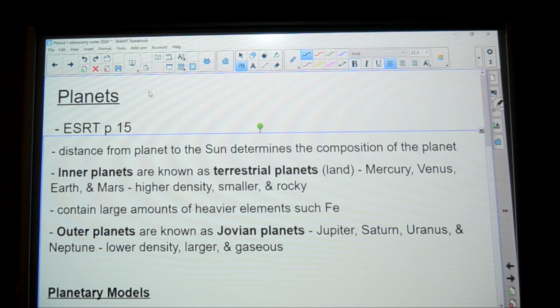All right. Outer planets, known as Jovian planets, Jupiter, Saturn, Uranus, and Neptune, if I have you look at the equatorial diameter of those, you'll notice they're a lot larger than your terrestrial planets. If you look at your density, you'll notice they're less dense. That's because they're gaseous. They're a lot larger than terrestrial, but their density is smaller.